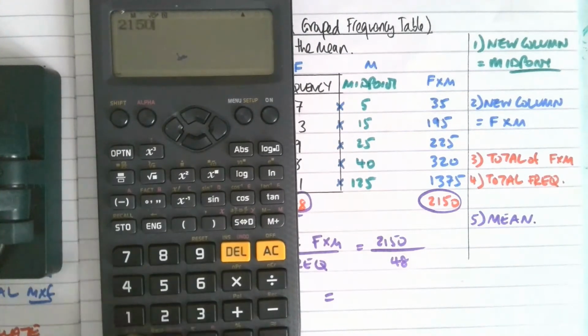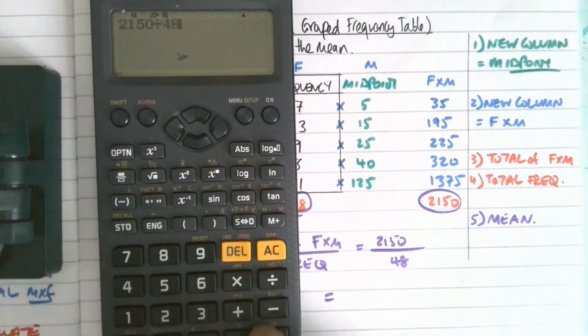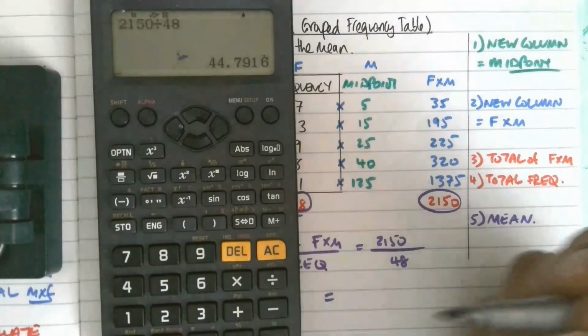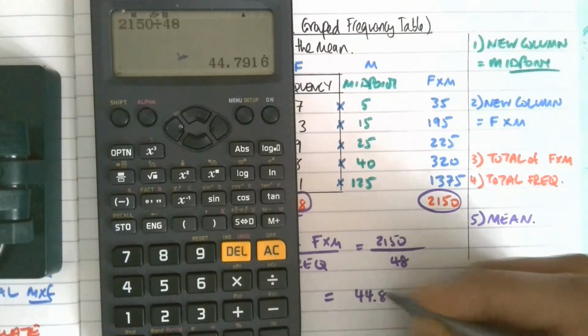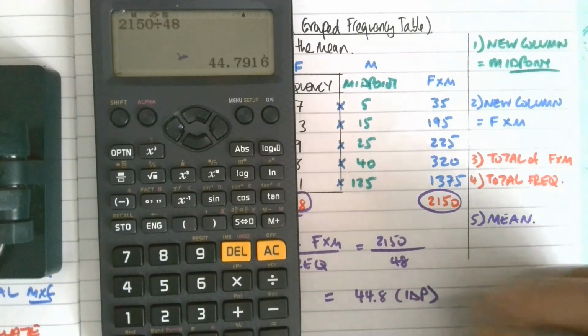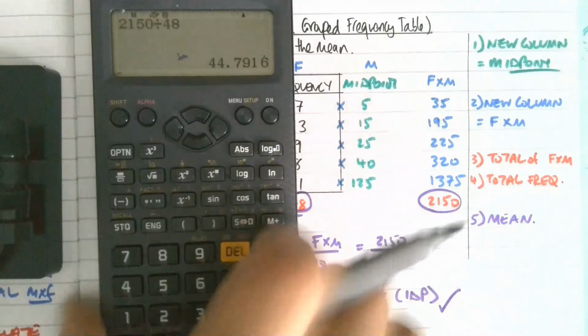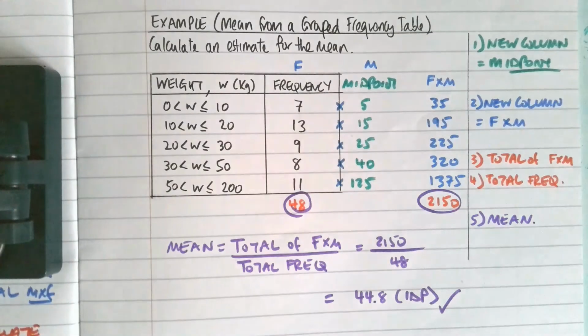When I can type it in correctly, it is going to be 44.8 kilograms to one decimal place. So that tells us that the average weight of a stone is 44.8 kilograms for that data.